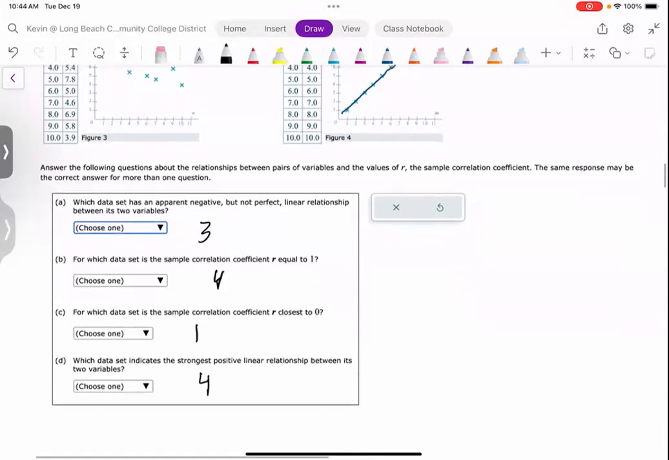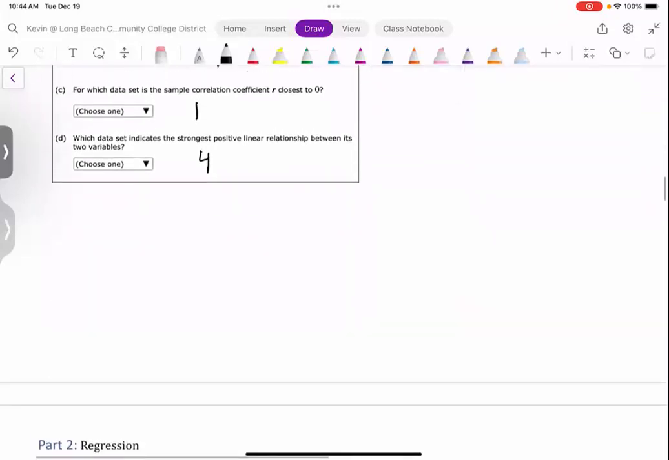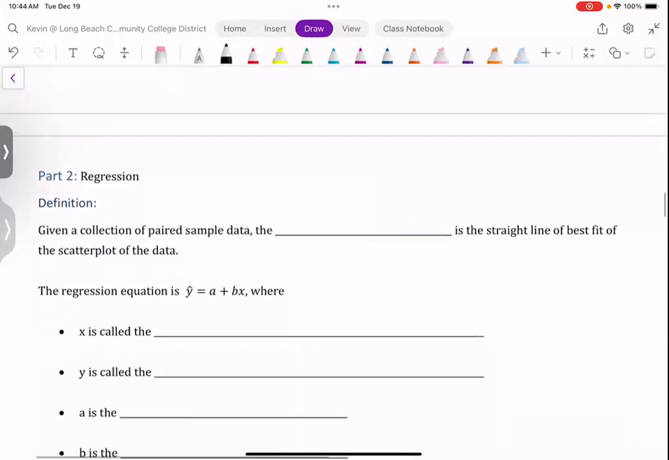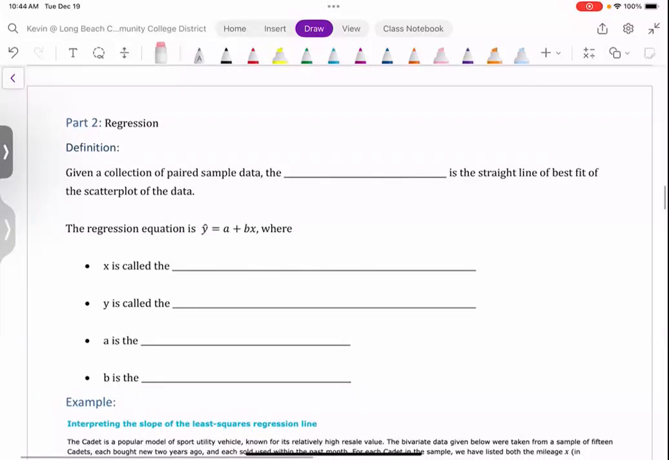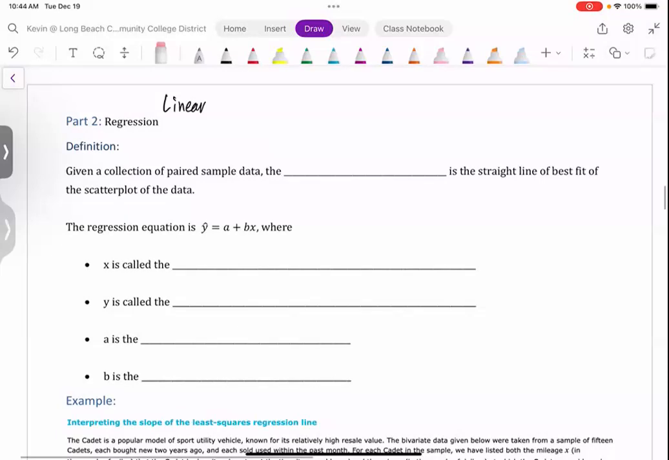All right, that is correlation. Excuse me, let's talk about regression, specifically linear regression. There are lots of regression models out there, so this is going to be linear regression. Given a collection of paired sample data, the regression line is the straight line of best fit for the scatter plot of the data. And the regression line is going to be in this form here.